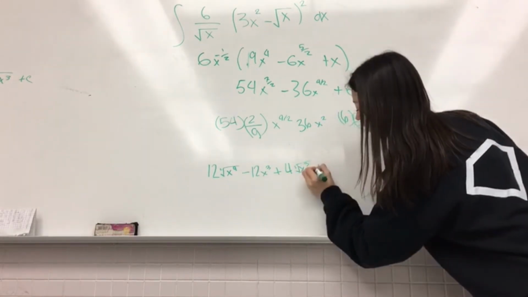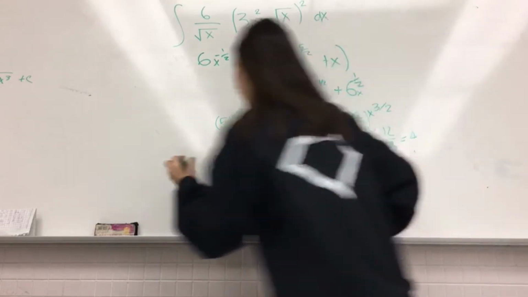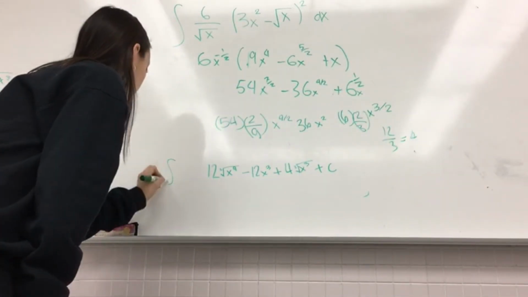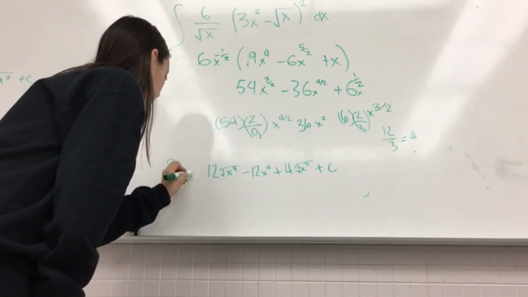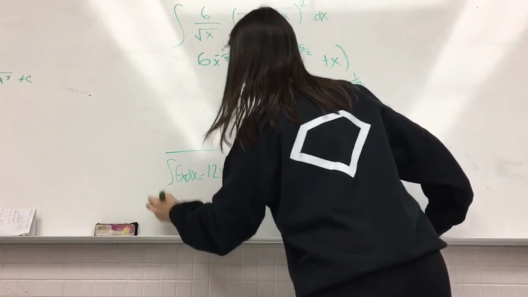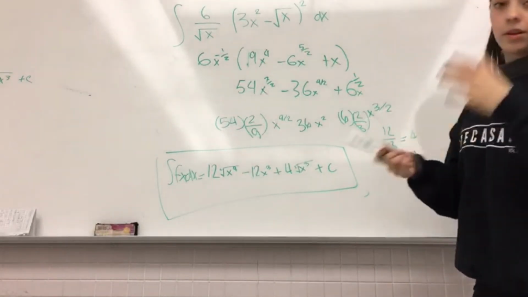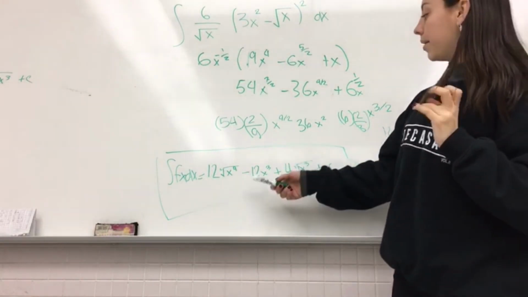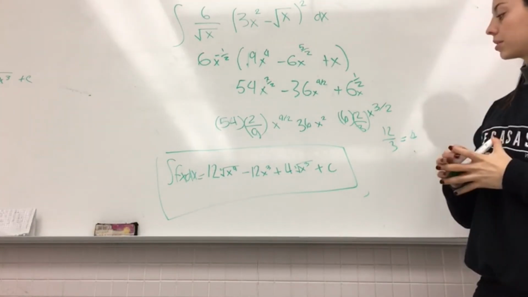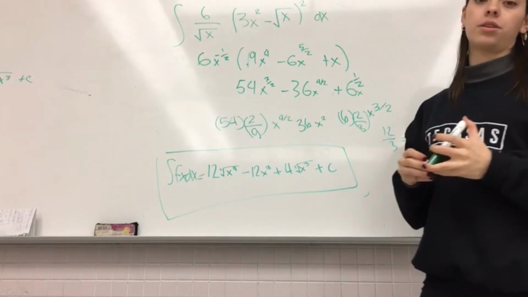The correct way to write it is like this: the integral of f of x dx. So our answer is 12 square root of x to the 9th power minus 12x cubed plus 4 square root of x cubed plus c.